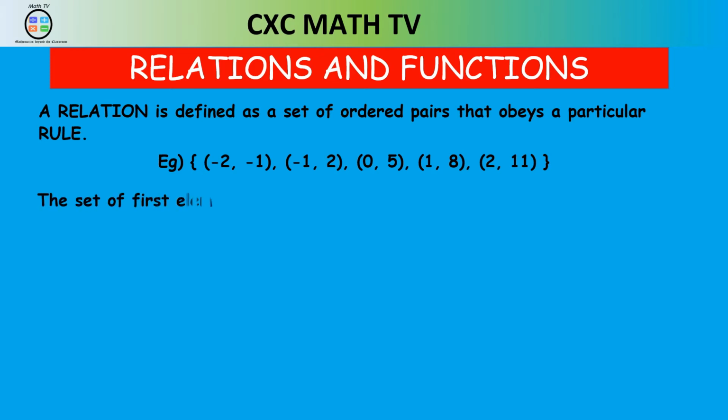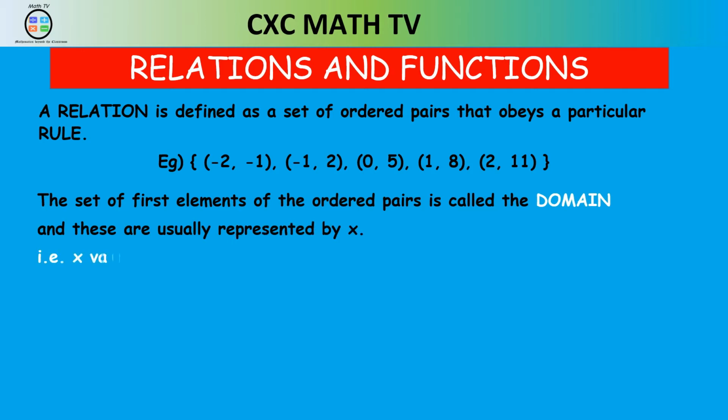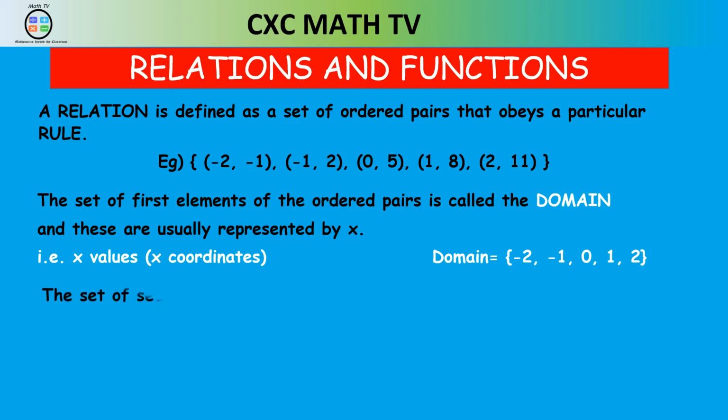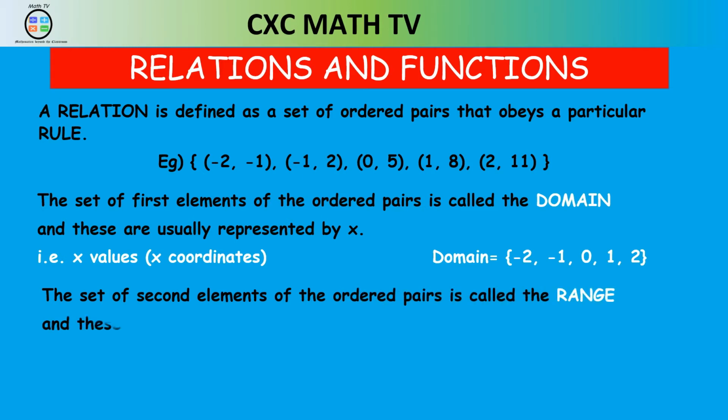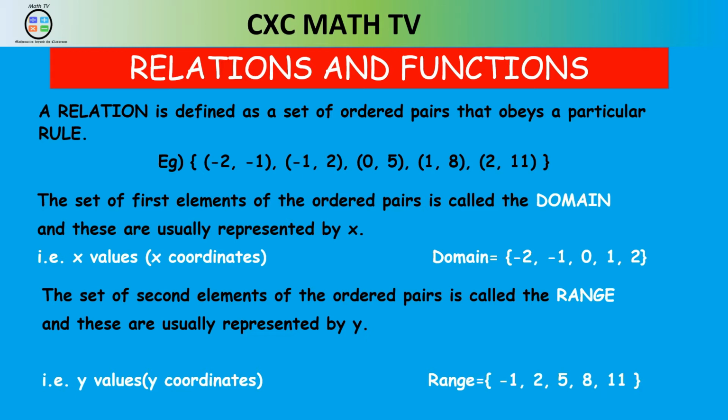Now, the first set of elements of the ordered pair is called the domain, and they're usually going to be represented by the letter x on graphs. So we call them x values or x coordinates. So we can write down that the domain in this case is -2, -1, 0, 1, 2. The second set of elements, these are usually known as the range, and they're represented by y values. Or we generally call them y coordinates. So we can write the range is -1, 2, 5, 8, 11.